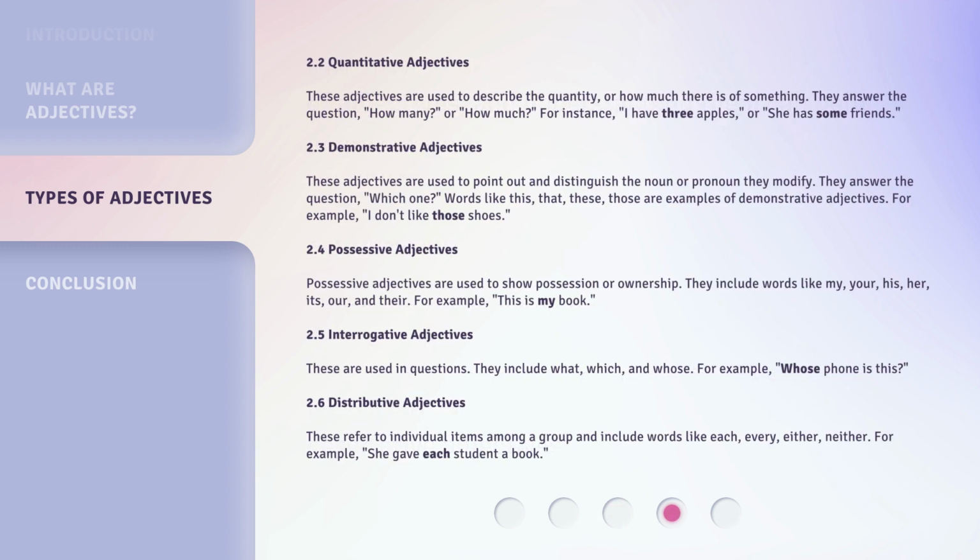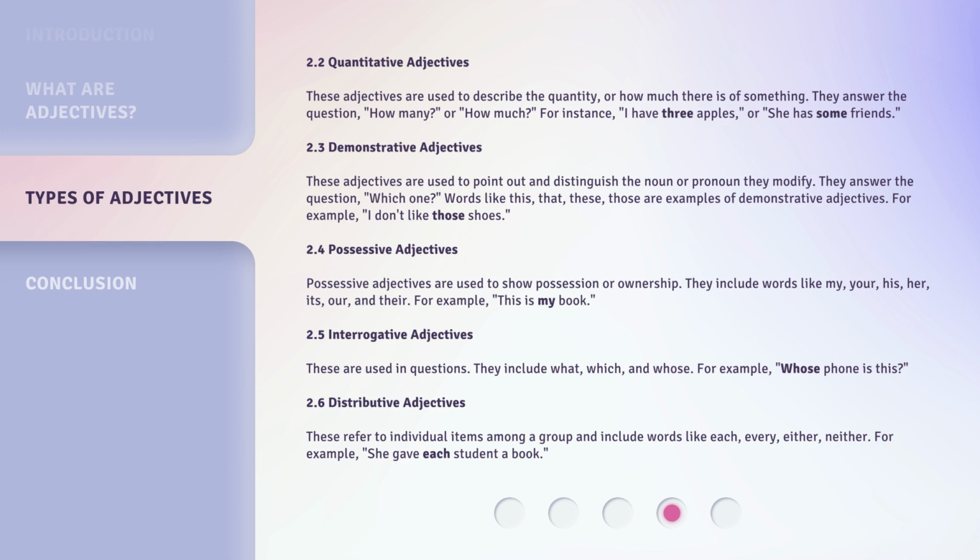2.2 Quantitative adjectives. These adjectives are used to describe the quantity, or how much there is of something. They answer the question, how many? Or, how much? For instance, I have 3 apples, or, she has some friends.